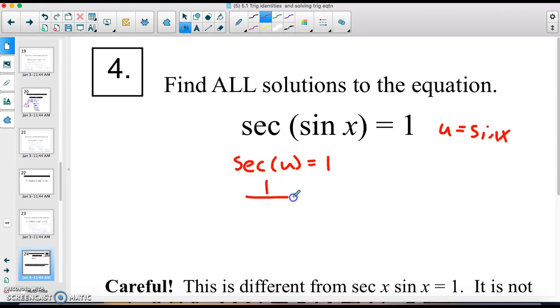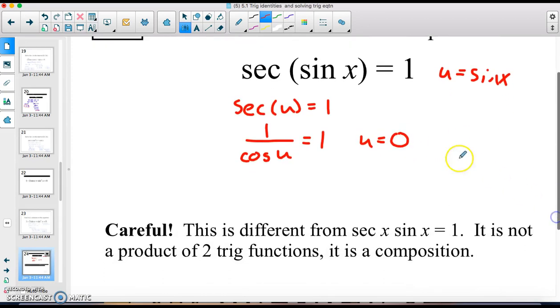Secant I could rewrite as 1 over cosine of u equals 1. So what would this u have to be for this whole thing to equal 1? Well, cosine equals 1 at 0. So that means your u has to equal 0. So if we wanted to finish solving for x, if u equals 0, then we could plug that in here for u.